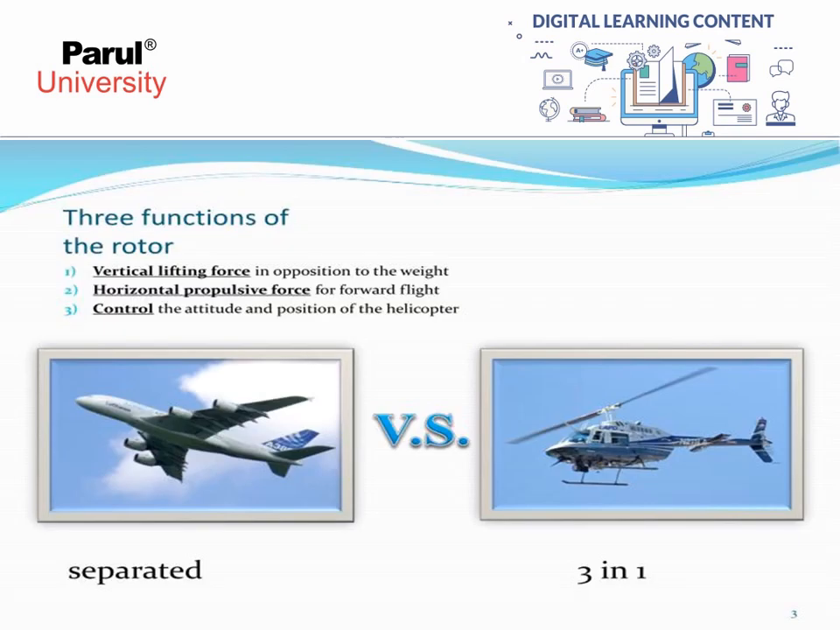Now the three functions of the rotor. First is vertical lifting force in opposition to the weight. Second is horizontal propulsive force for forward flight, and third is control of the attitude and position of the helicopter. Now we can see here the comparison of aeroplanes with helicopters, separated versus 3 in 1. In aeroplanes, all three functions have different devices, but in a helicopter, 3 in 1, all three functions are delivered by one system, the main rotor system.